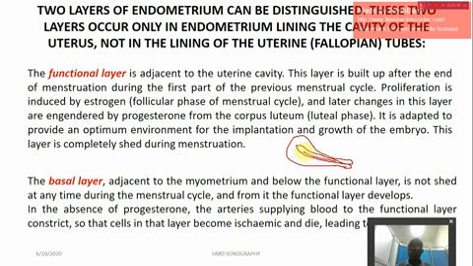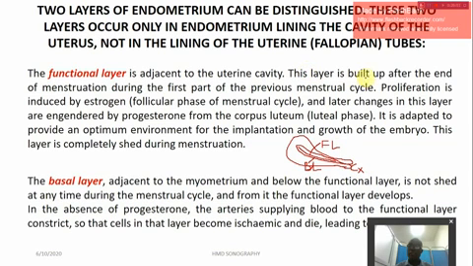You can see this is the functional layer. So here is the myometrium, posterior myometrium, anterior myometrium, that's the endometrium. This outer border here is the basal layer. The inner one is the functional layer. So here is the cervix, external os of the cervix. So you can see the functional layer is adjacent to the uterine cavity. That's the uterine cavity you're seeing here.